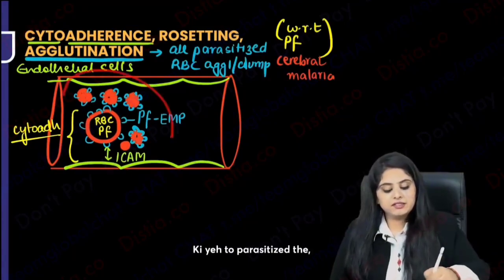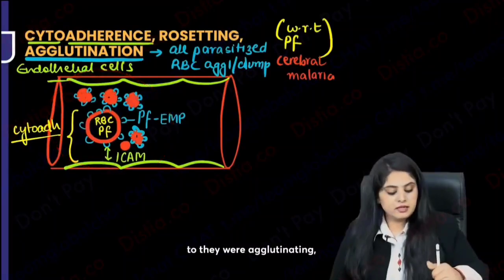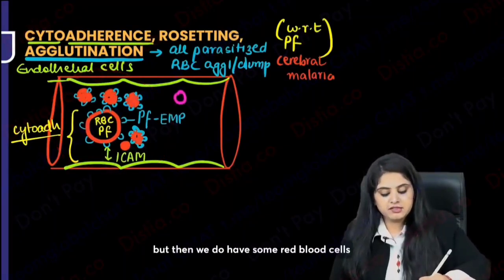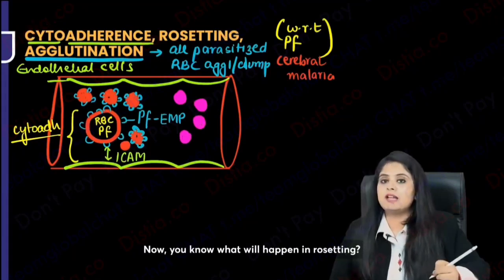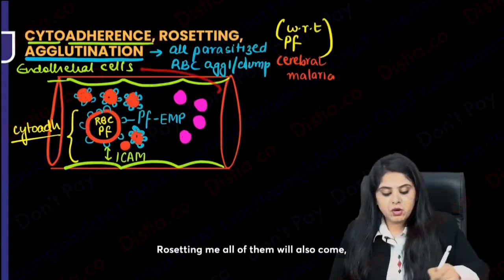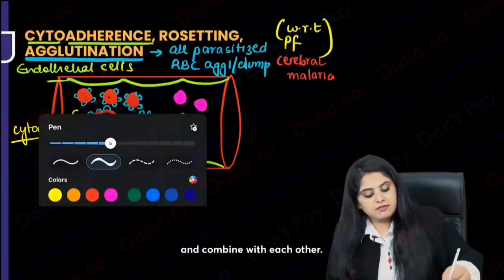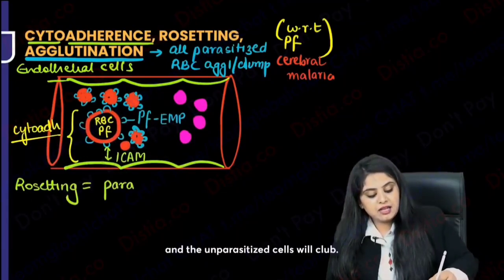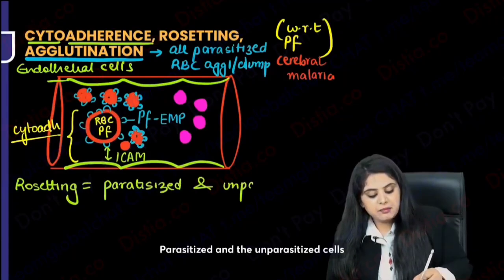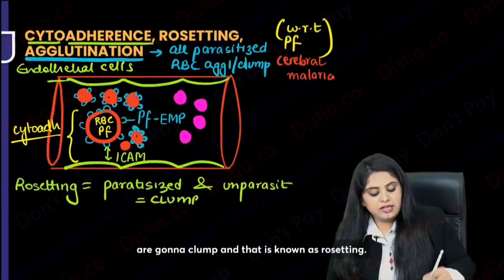These were parasitized, so they were agglutinating. But then we do have some red blood cells which are normal, na? Some red blood cells are totally normal. Now you know what will happen in rosetting. In rosetting all of them will also come and combine with each other. So please remember the definition of rosetting is that the parasitized and the unparasitized cells will clump. Parasitized and the unparasitized cells are gonna clump, and that is known as rosetting.